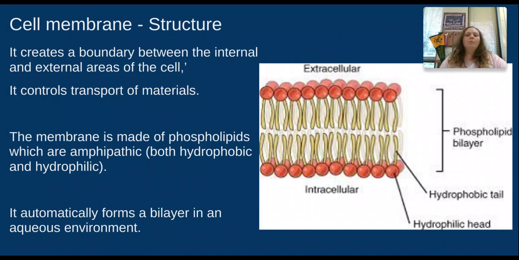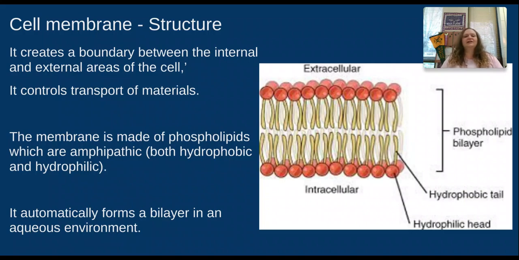Let's talk a little bit more about the cell membrane itself, the structure of the cell membrane specifically. The whole point of the cell membrane is to create this boundary between the internal and external areas of the cell. It's going to control the transport of materials into and out of the cell, kind of like a bodyguard, right? That's its whole job. We know that the cell membrane is semi-permeable. Some things can move through and some things can't.